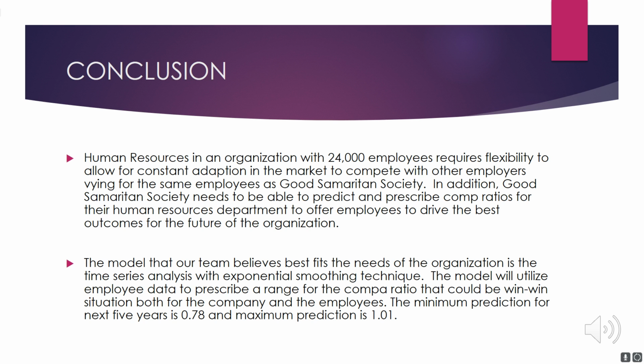In conclusion, human resources in an organization with 24,000 employees, like Good Samaritan Society, requires flexibility to allow for adaptation to market changes. That's why our team feels that the model that best fits the needs of the organization is the time series analysis with exponential smoothing technique included. This will utilize employee data to prescribe a range of the Compa ratio that would be a win-win situation for both the company and the employees. For the next 5 years, the prediction is 0.78 to 1.01 in Compa ratio.